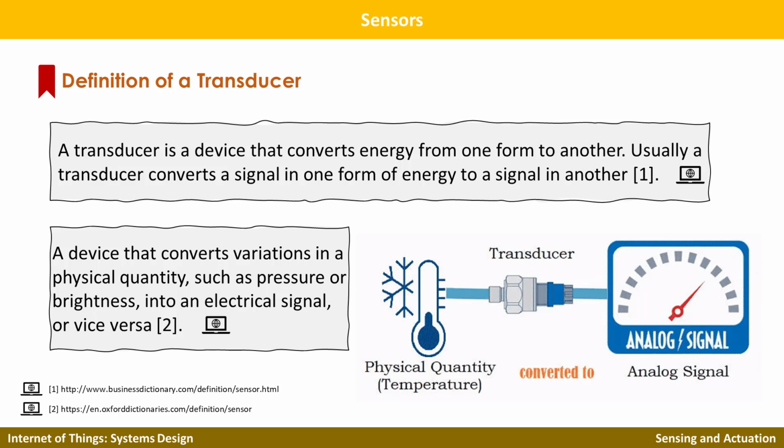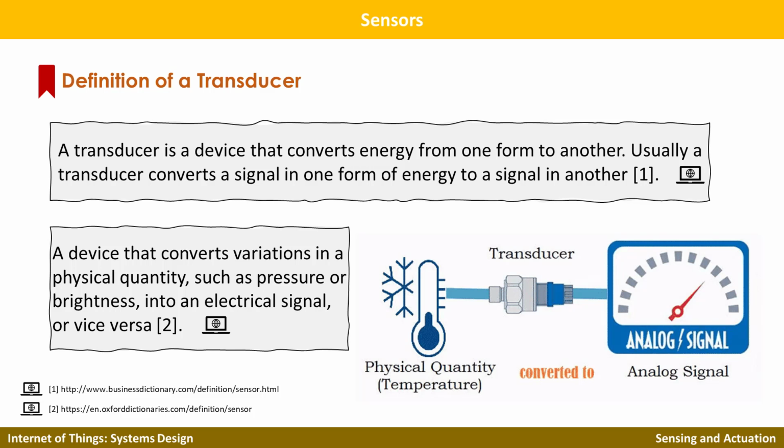Transducers are an important concept to understand when you're talking about sensors and actuators. Basically, sensors and actuators together we call transducers. A transducer is a device that converts energy from one form to another. Typically a transducer converts a signal in one form of energy to a signal in another. You can see here we have put another definition as well, saying pretty much the same thing.